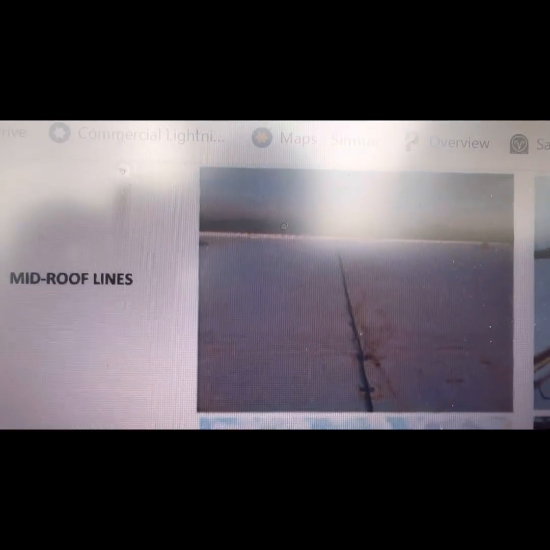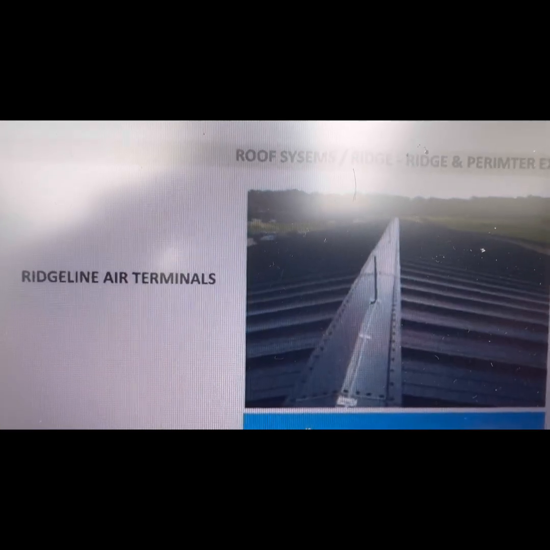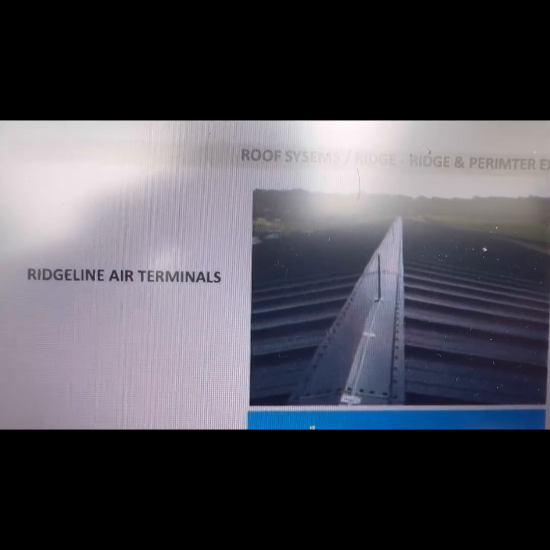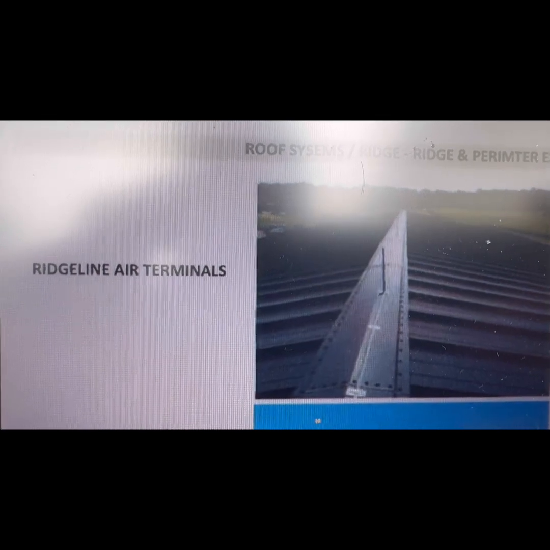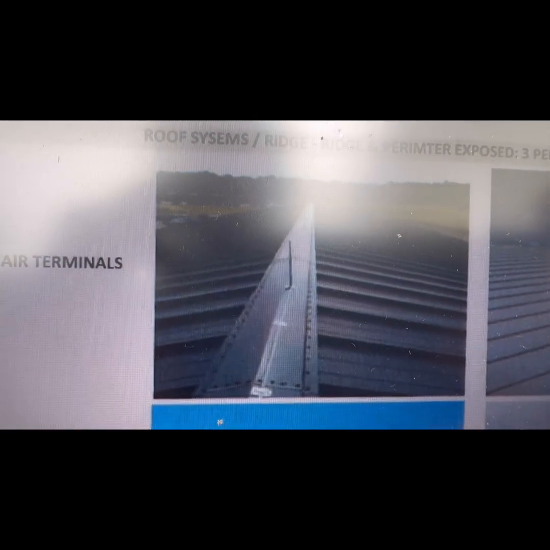You want to make sure you have the mid-roof, the mid-lines, the air terminals on the mid-roof, and the mid-lines as well. You want to make sure you have photos of those, 3 of each. If you've got ridge line air terminals, you need to make sure you have those taken on the ridge line. Same thing here, going down to the cricket, down to the eave. You want to make sure you've got 3 of each on both of those.